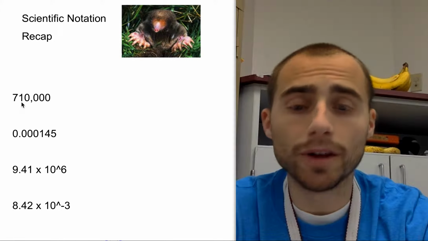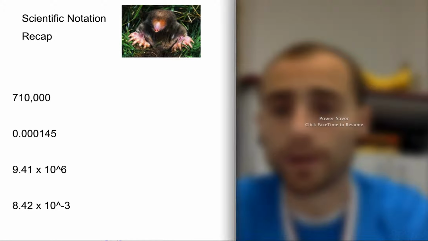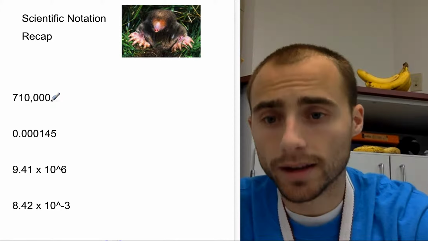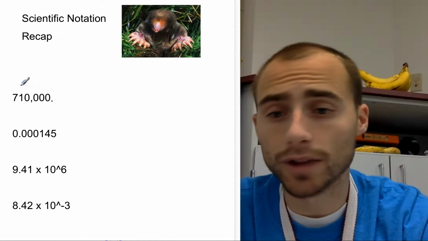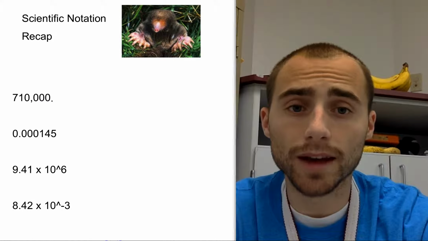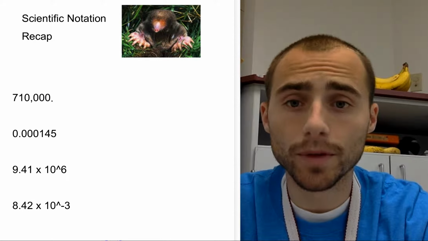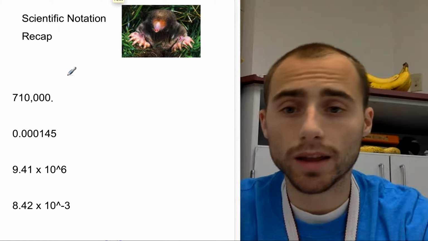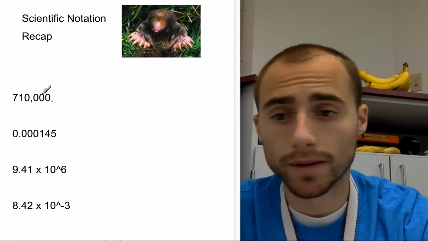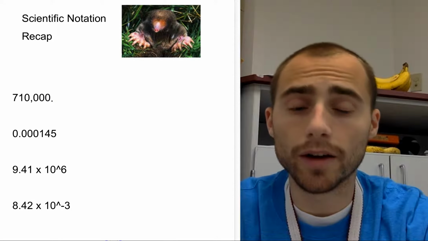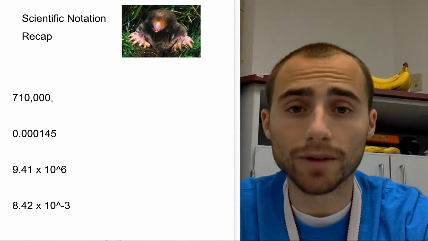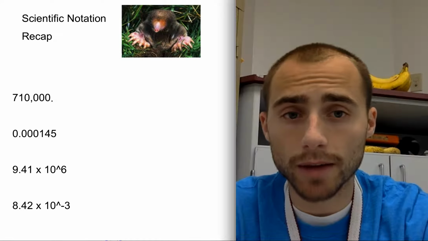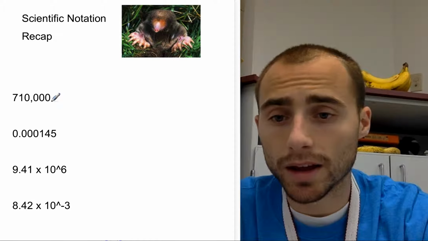If I wanted to take 710,000 and convert it to scientific notation, I have my decimal right here, correct? The first thing you need to notice is whether 710,000 is a number greater than 1 or less than 1. If the number is greater than 1, then our exponent will be positive. If the number is less than 1, then our exponent will be negative. So here we have 710,000. Is that number greater than or less than 1? Right, it's greater than. So that means our exponent is going to end up being positive.